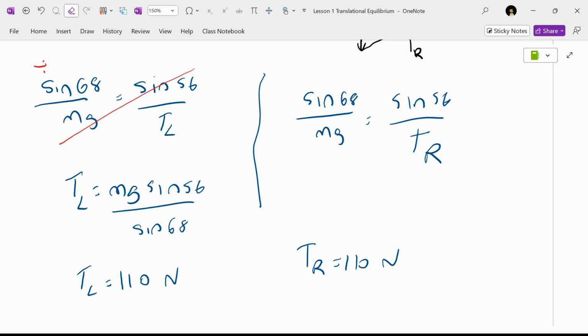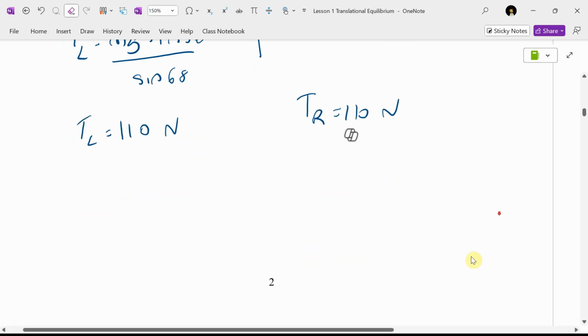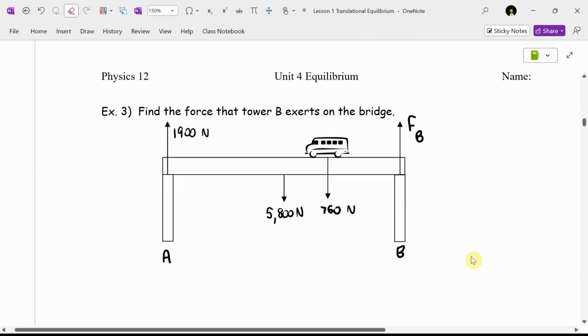I don't really like that question either because you're really only finding one tension and then you're done. So what am I probably going to give you? Not this. Are there ropes in this question with tensions? Be stupid obvious. Are there ropes in this question with tensions? No. I'm not going to use tip to tail. I call this a beam question because that bridge looks like a beam.